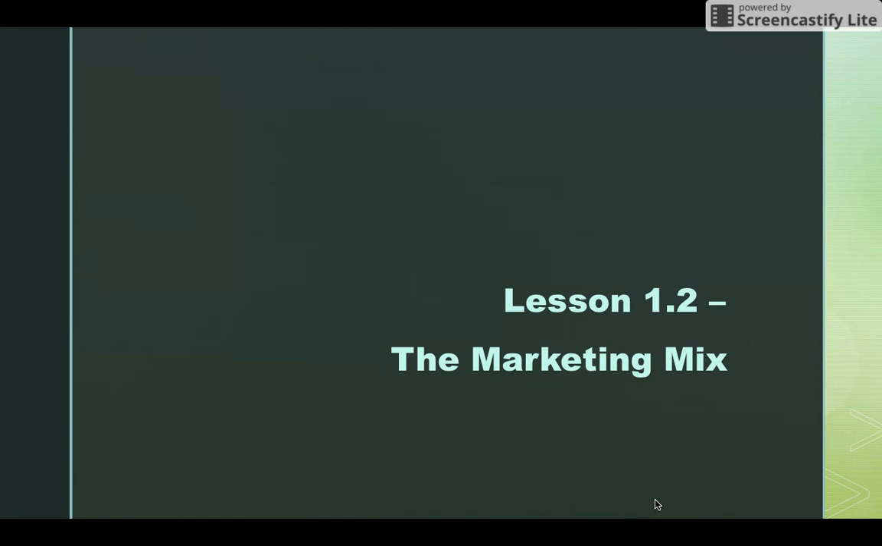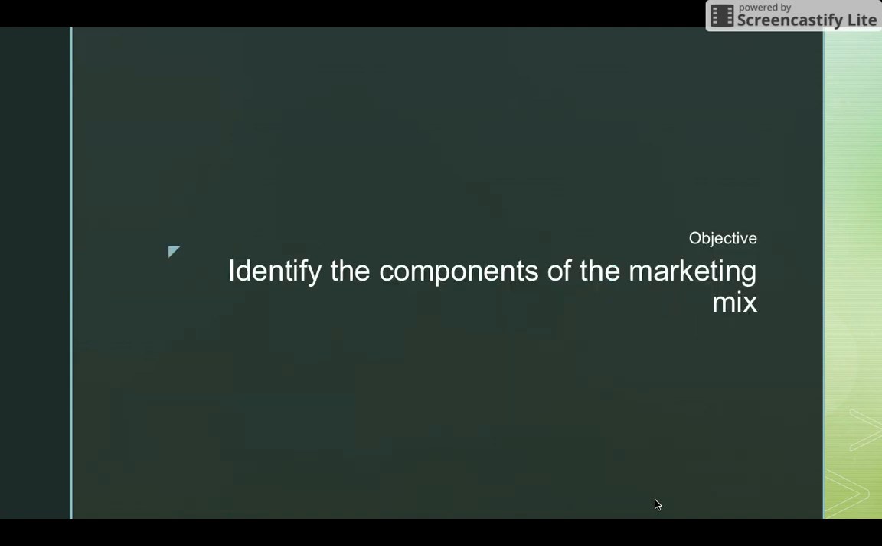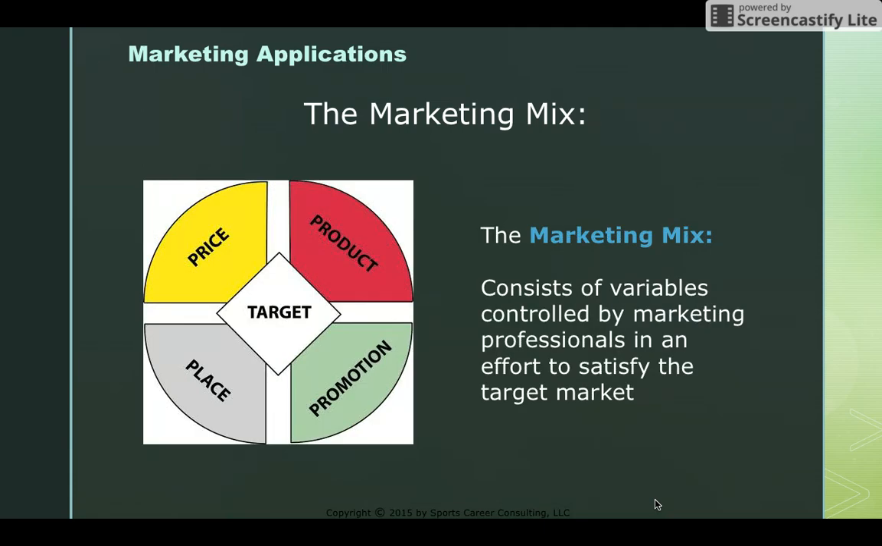Okay, so in this next section, we are moving right along to lesson 1.2, which is all about the marketing mix. So the objective for this lesson is to identify the components of the marketing mix. So now we're getting into what the marketing mix actually is.